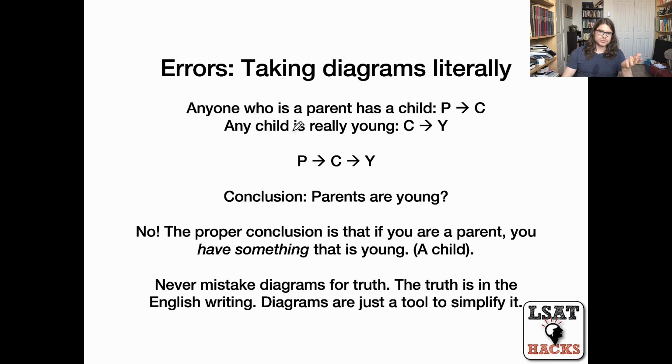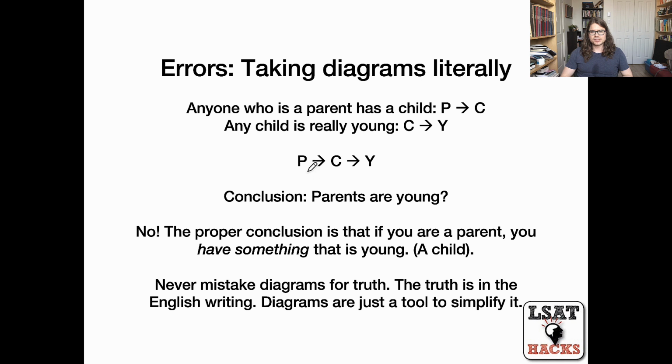If I say anyone who is a parent has a child, P arrow C. Any child is really young, C arrow Y. So it seems like we can combine them, right? P arrow C arrow Y. Conclusion: parents are young? No. Or parents are really young? No, that's not how it works. The proper conclusion here, if we follow the English, is anyone who is a parent has something, a child, that is young.